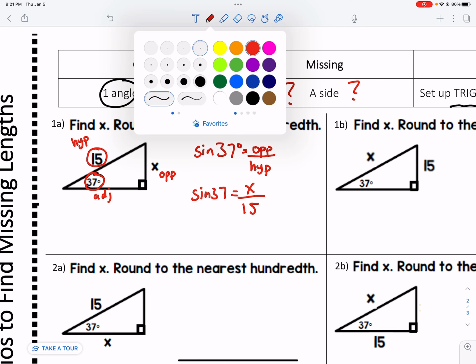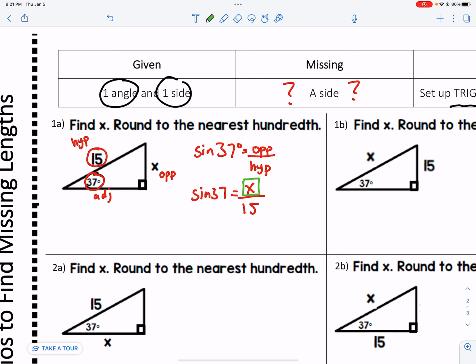Now, solving for x means I need to box this x, get it by itself. So I'm going to multiply by 15, and I get x is equal to 15 times sine 37. So you can type this into your calculator, or you can type it into Google. Just make sure that when you do type it in, do 15 first, then times sine of 37.